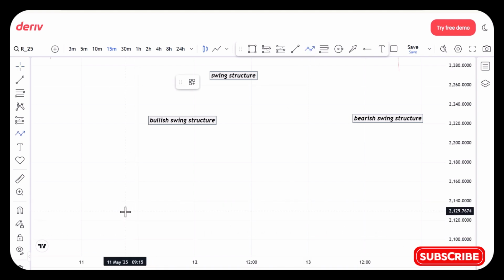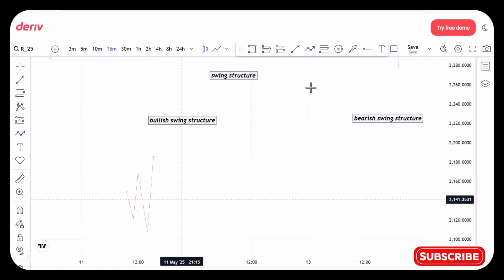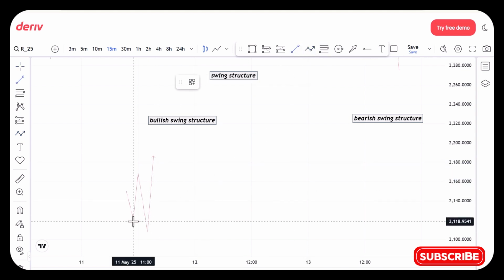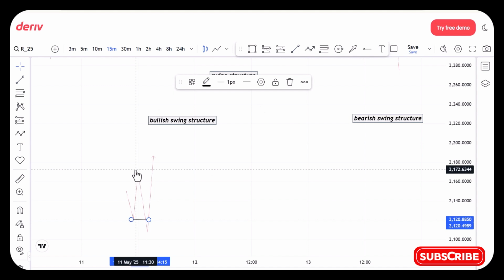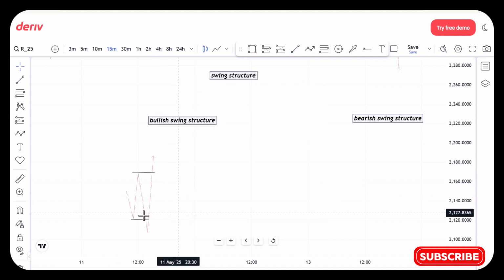So a bullish swing structure starts like this. There is a sweep of a previous low, and a break of structure. This is what I mean by a previous low. This was a previous low. Price took it out, and price went up to give us what? A break of structure in the opposite direction. So this is a bullish swing structure. Price took out a previous low and gave us a break of structure in the opposite direction.